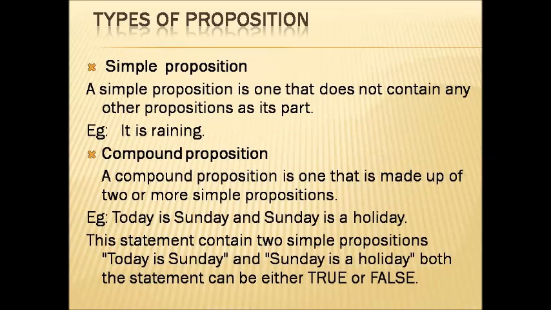Now we are going to see the types of proposition. There are mainly two types of proposition: the simple proposition and the compound proposition. A simple proposition is an atomic sentence that can give you either true or false. That means it contains no other parts, right? For example, it is raining. That is a simple proposition.